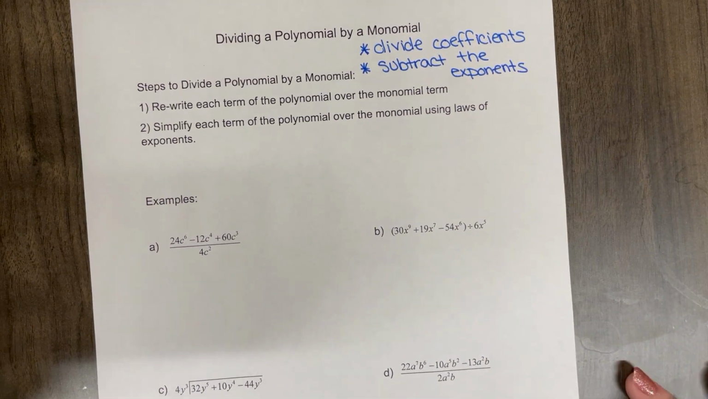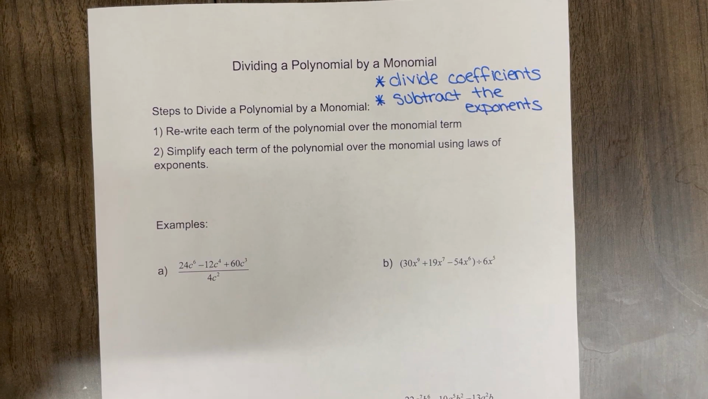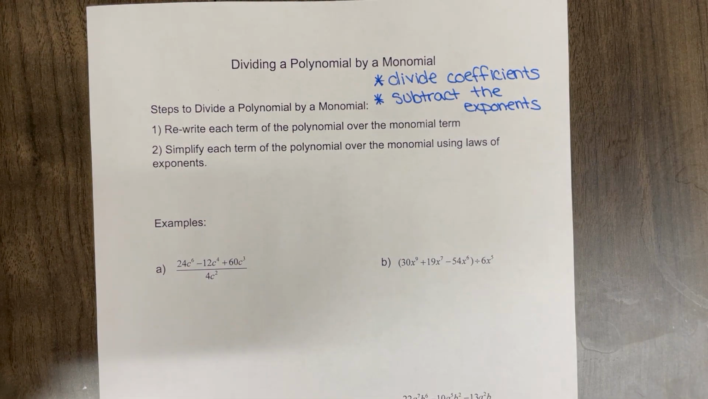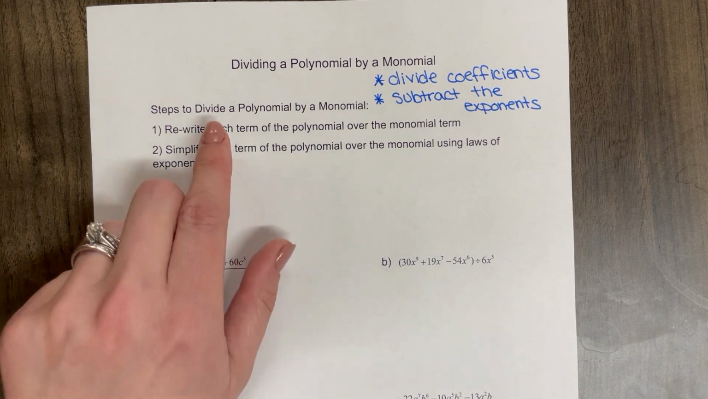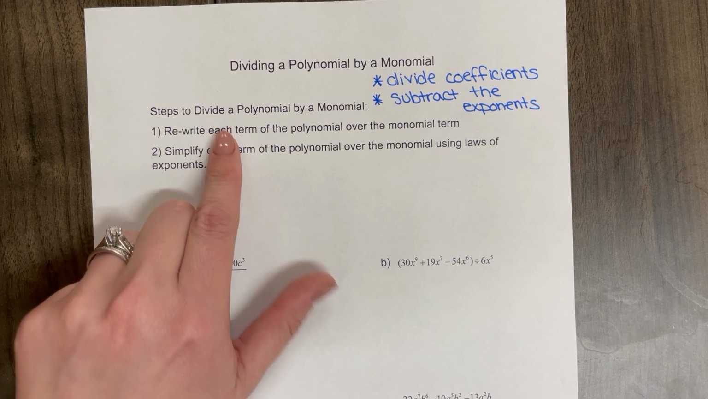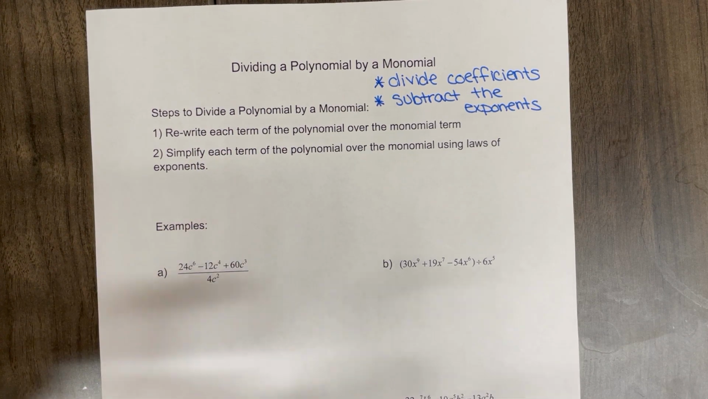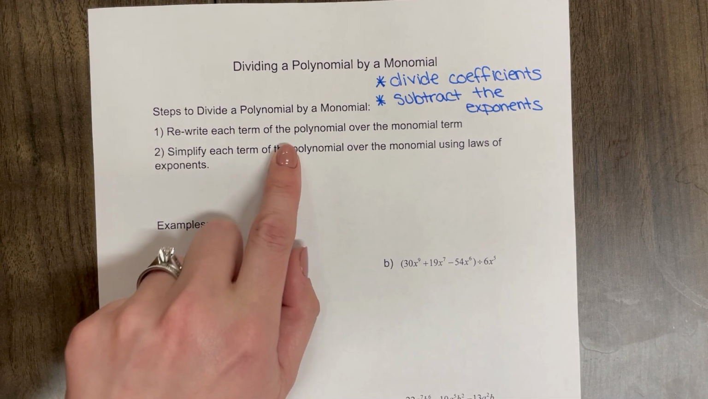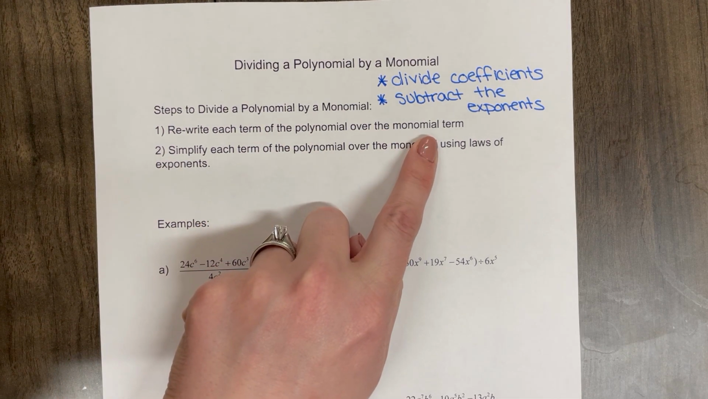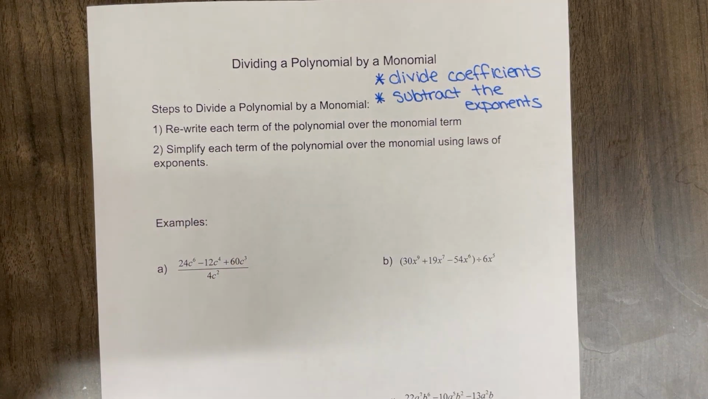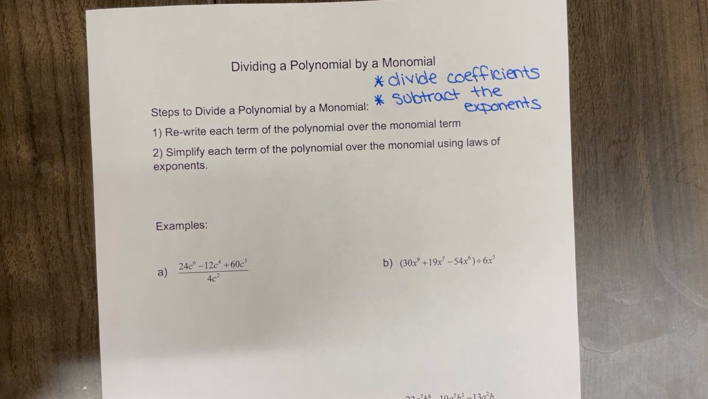Just like when we were multiplying with polynomials, we used the basic multiplication exponent rule. When we're dividing with polynomials, we're going to use the same division of exponent rules. Our steps for dividing a polynomial by a monomial tell us to rewrite each term, that's each piece that is being added or subtracted, over the monomial. Then we simplify each of them using our basic laws of exponents, our division rule.